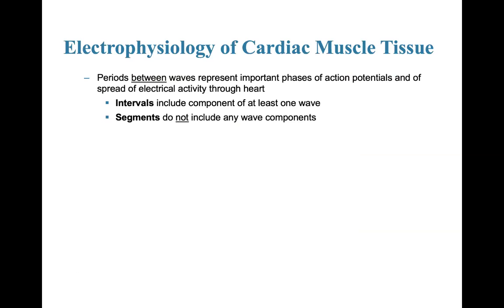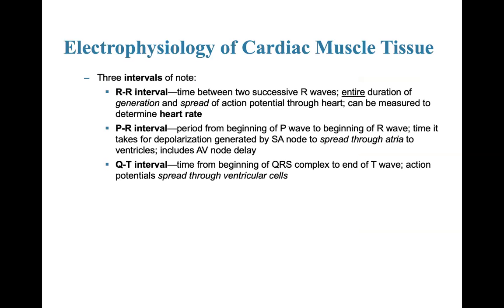Periods between the waves represent important phases of action potentials and the spread of electrical activity through the heart. The intervals include a component of at least one wave, and the segments do not include any wave components. The three intervals are the RR interval. This is the time between two successive R waves, the entire duration of generation and spread of action potential through the heart. It can be measured to determine the heart rate.